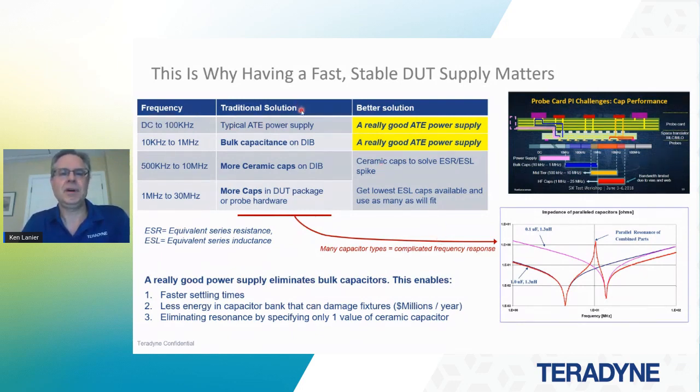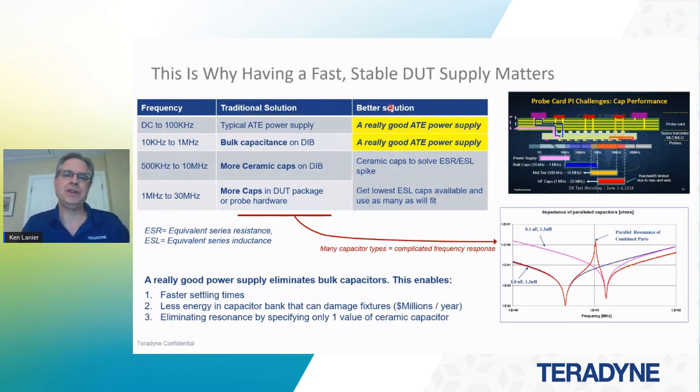Traditionally, if you have a certain power supply and you need to compensate for its performance, you wind up putting some sort of big bulk capacitance on the DIB to handle the low frequency effects. To do the mid-band stuff, you do more caps on the DIB or something that's not right at the device, but is reasonably close. And then for the high frequency stuff, you end up putting yet more caps, as close as you can get them. In many cases, those capacitors are in the device package itself or on the probe hardware. So this is where the AC performance of the tester power supply matters a lot.